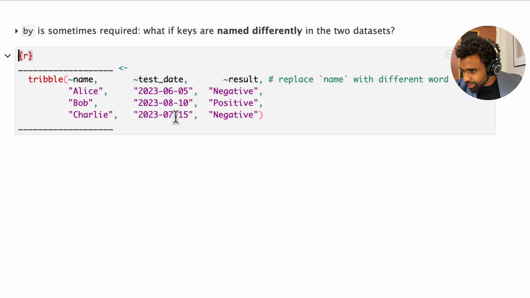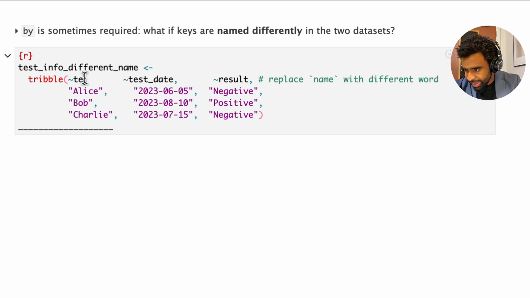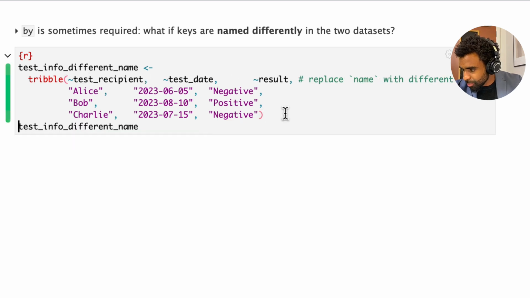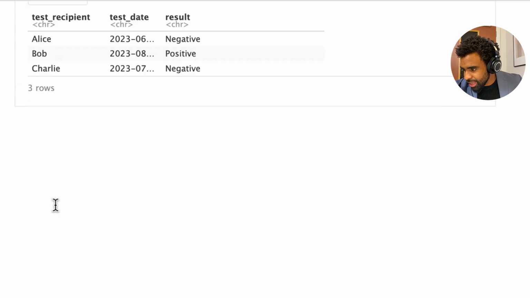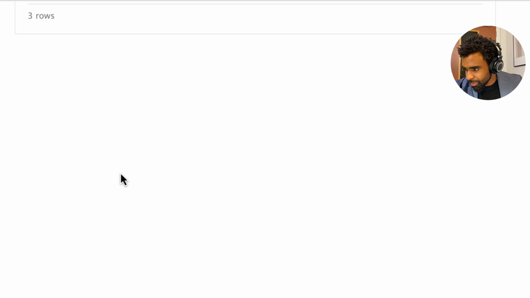We're going to define a new data frame here, and we'll call it something like test info different name. What we're going to do here is replace the name variable with some different word, let's call it test underscore recipient. So if we run this and print out the tibble, we can see that name has been replaced by test recipient here. Now, what if we try to combine this test info different name with the original demographic dataset?